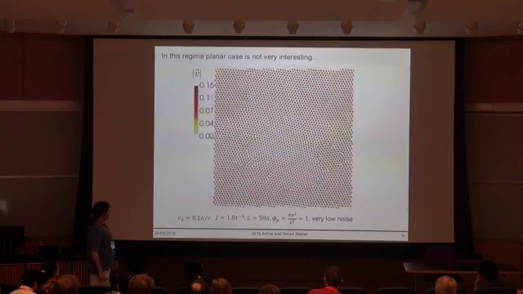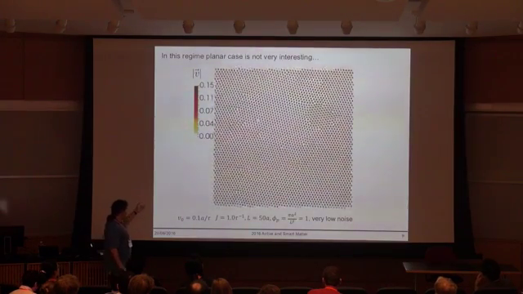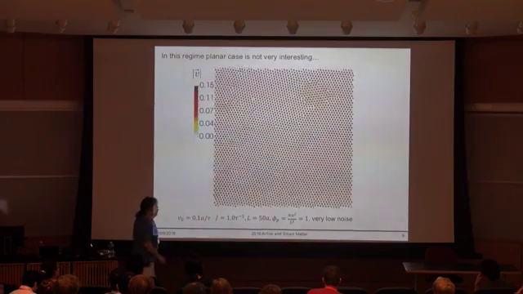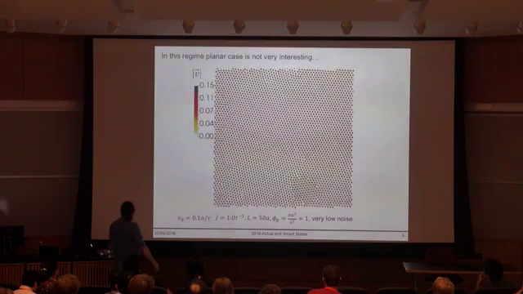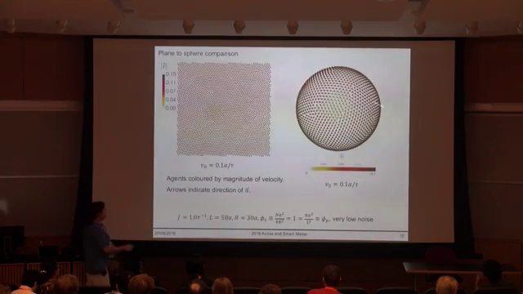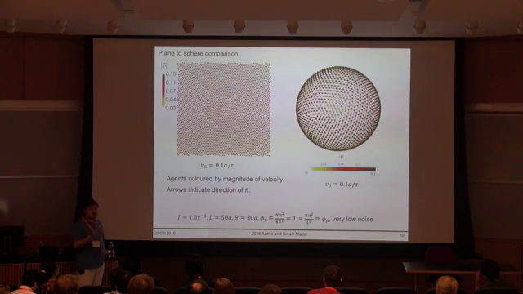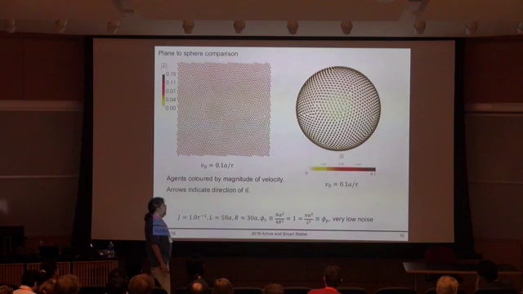So I would claim that in this regime, very low noise, high density, moderately low activity, and reasonably high alignment, this is not very interesting. This is nothing unexpected. However, if I move on, and if I put exactly the same system, same number of particles, same density, onto a sphere, I see a completely different pattern.